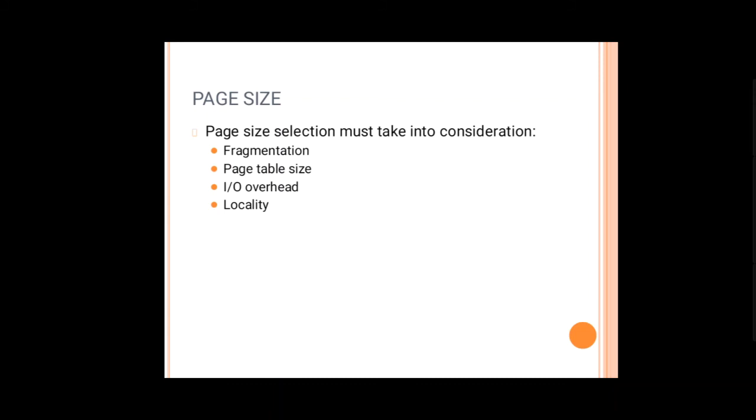So the page size considerations, guys, are fragmentation; page table size, which we want to keep relatively small, so we need bigger pages; and I/O overhead, which is latency and throughput characteristics, also favored by bigger pages; and then locality, which is better with smaller pages because of better resolution.